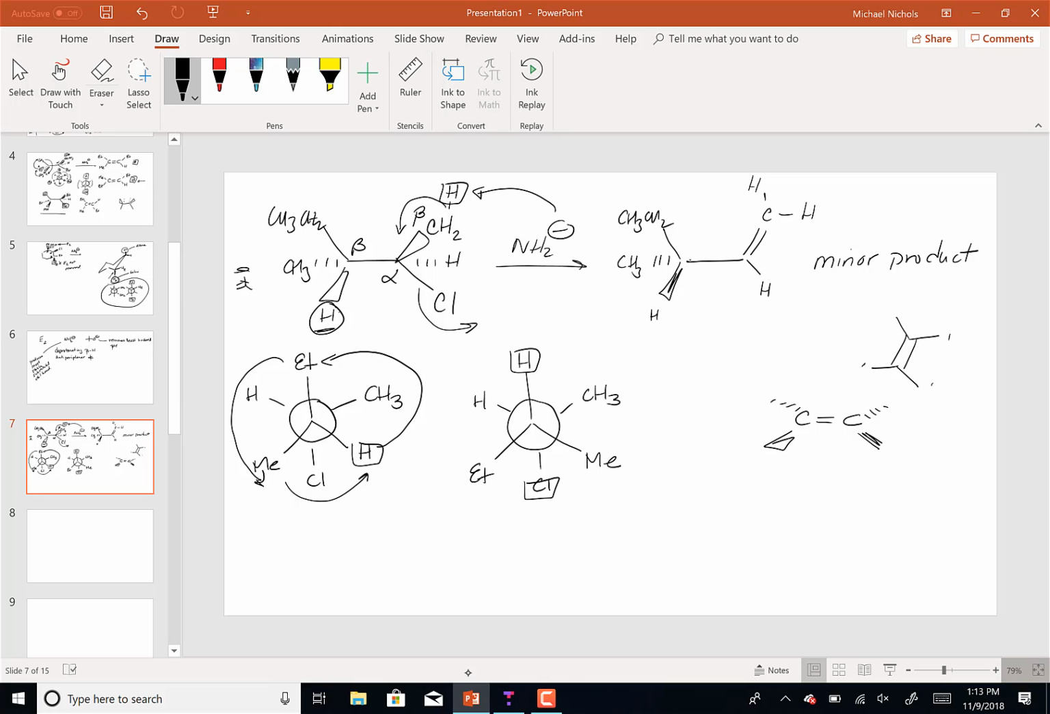When that hydrogen leaves and the chlorine leaves, the 4 other groups collapse to form the sp2 hybridized planar system. Whatever's over here is going to be cis. Whatever's over here is going to be cis. So in terms of writing the final product, it's going to have the ethyl group and then the methyl group. Cis to the methyl group is the methyl group on the back carbon. Cis to the ethyl group is the hydrogen. So this would be the final product of that reaction.